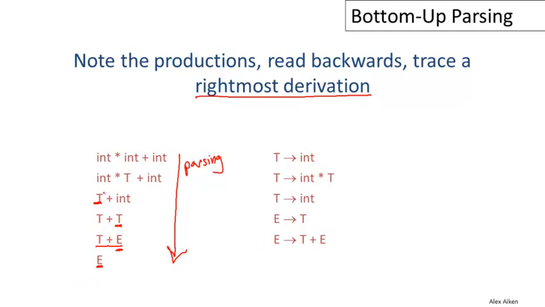And now this t is the rightmost non-terminal. It's expanded to get int times t. And then this is the only and rightmost non-terminal. And so we wind up with the whole input string int times int plus int.